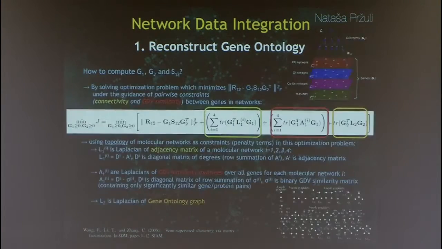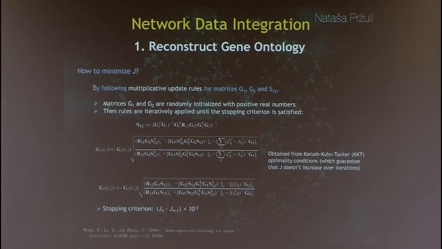Okay, so now how do we minimize our objective function? We decided to follow multiplicative update rules obtained from KKT optimality conditions. There are many ways to do that, but this is just one way we did it. We randomly initialize these matrices G1 and G2, then we follow these update rules. For every model, you see that there are different models.